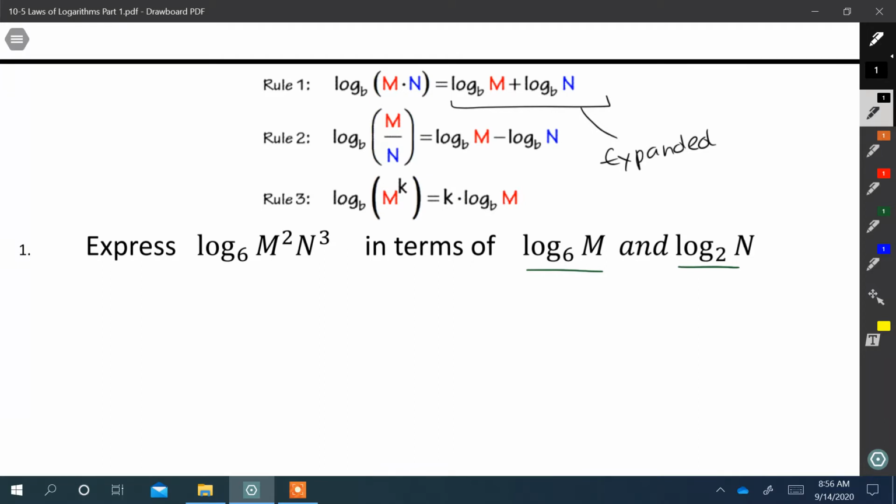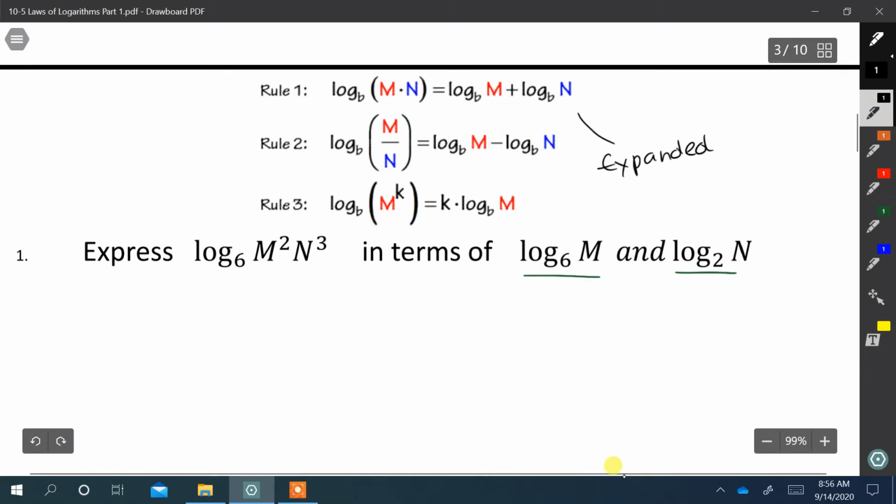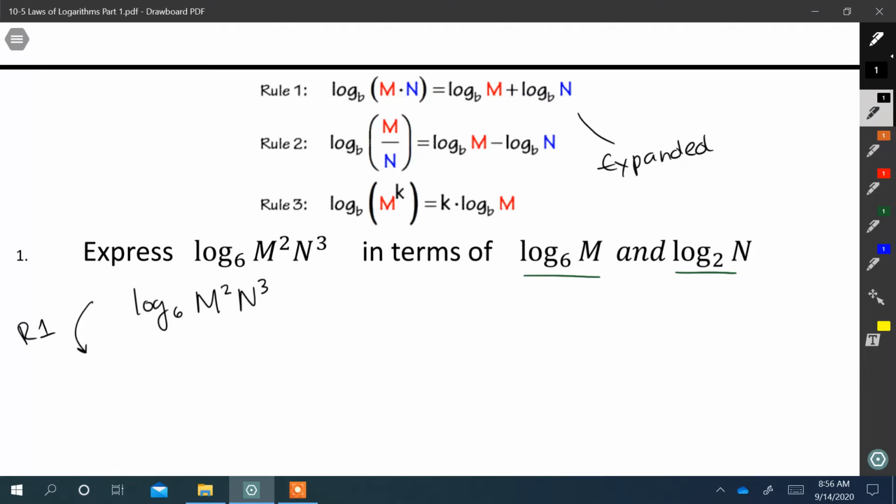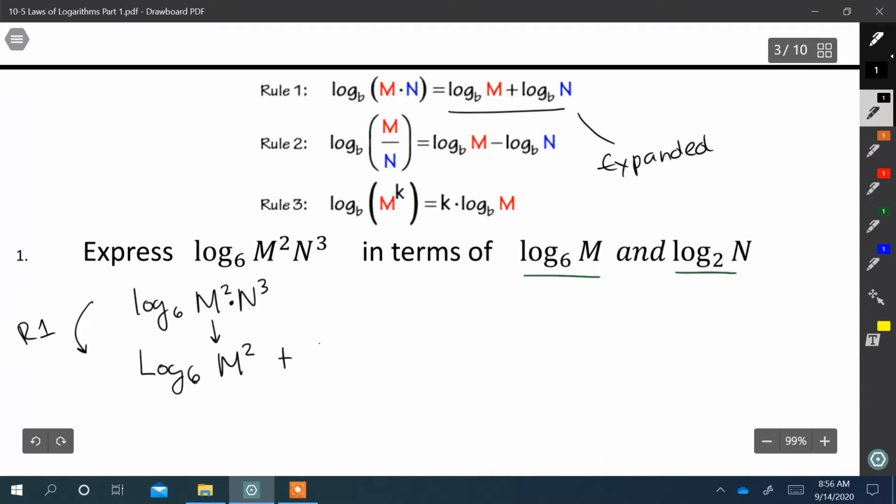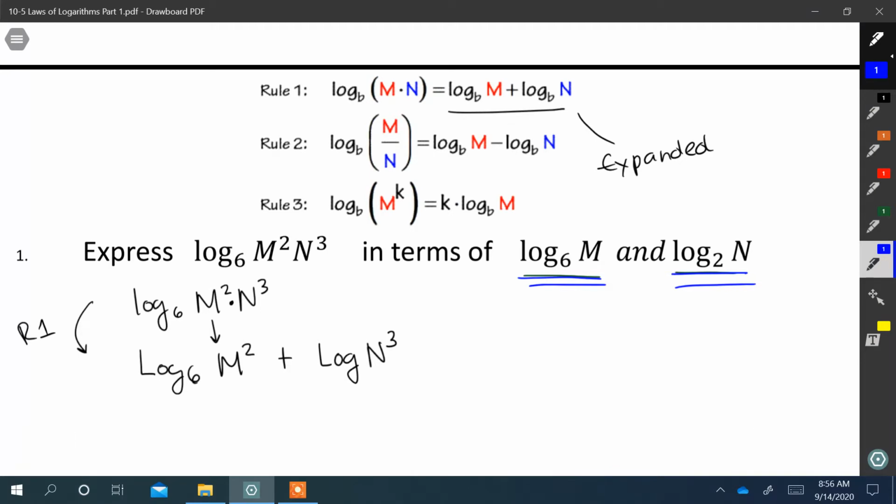Well, first of all, let's use the first rule. So rule number 1. So if I have log of 6 m to the second n to the third, I'm going to use rule number 1 to break this apart. So notice that we have m squared times n to the third. So I'm going to break this apart using that right there. So we have log of 6 m to the second, plus log of n to the third. All right, are we done? Not really, because you have to express it in those terms right there. We still don't have that yet.